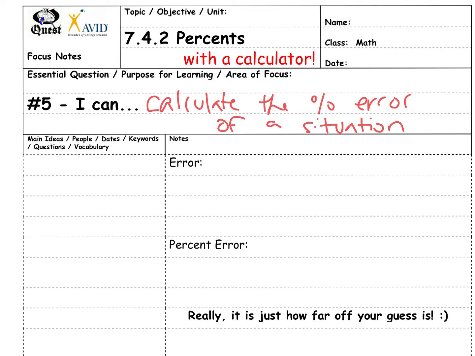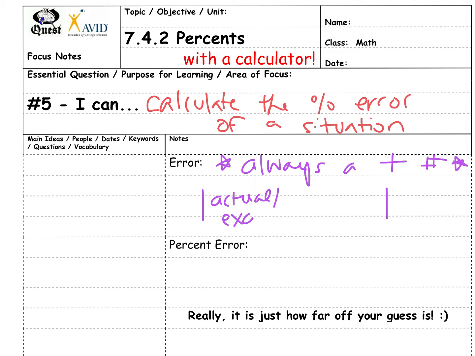And to begin, when you're finding percent error of something, you have to first find the error. Error is, first of all, make note of this, always a positive number. Okay, really important. It's always going to be positive. And to make sure that's positive, it's going to be in absolute values. And so to find the error, you just take the absolute value of the actual amount or the exact amount minus your guess or your estimate.